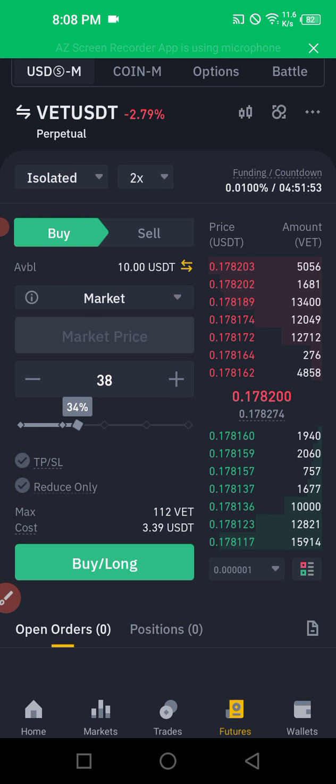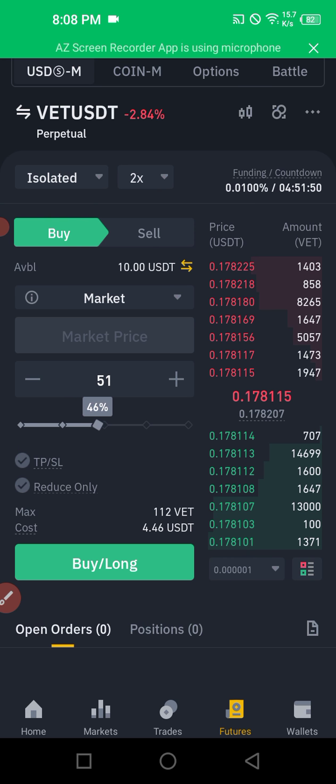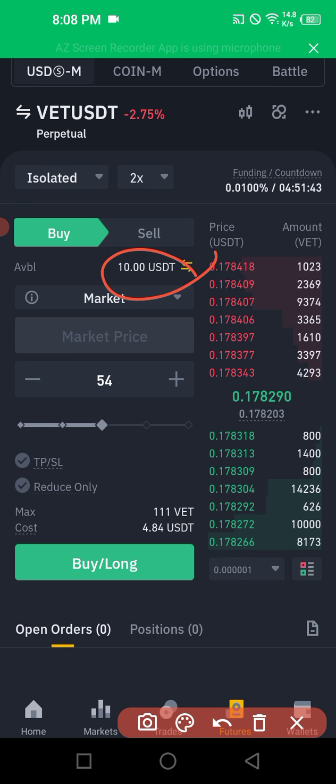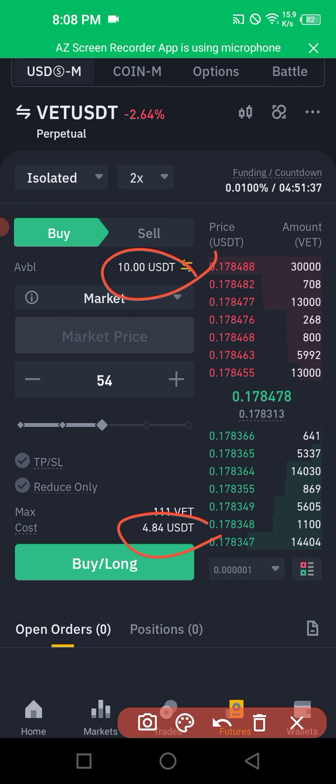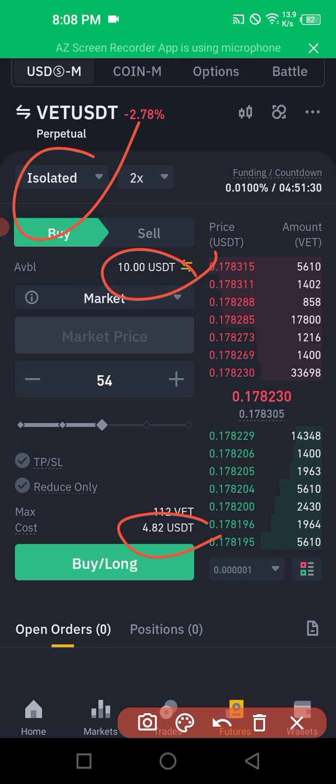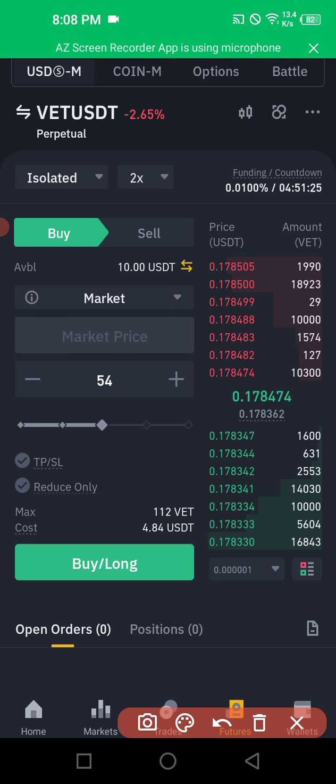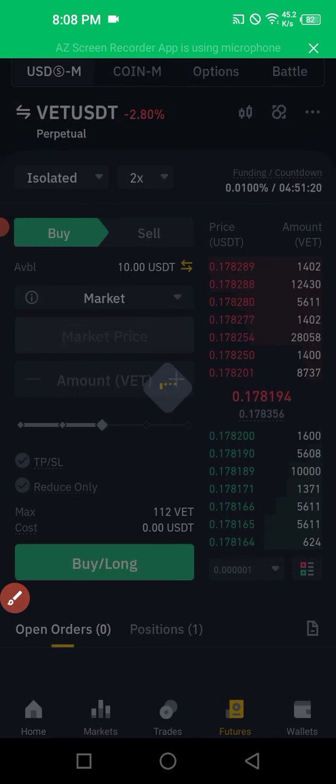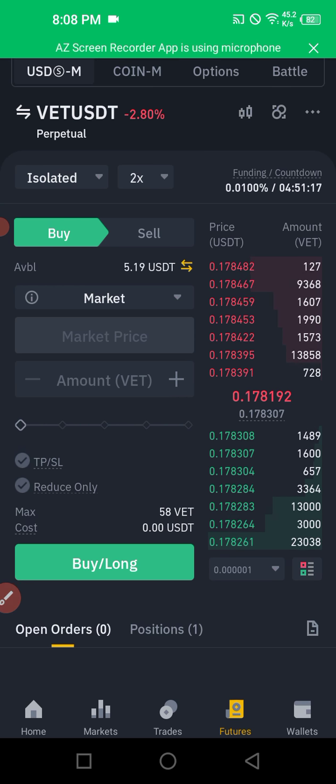Now what I'm trying to do is partition the account. If I drag to $5 or $4, let's say $4.84, it simply means that out of this $10, what I want to use in this trade is just $4.84. The rest, the $6 or whatever dollars remaining in my futures wallet, is automatically saved because I'm using what? Isolated. Okay, so let's just leave it like this and let me buy this market. So I'm buying this market right away. I'm going long. I've successfully bought this market.